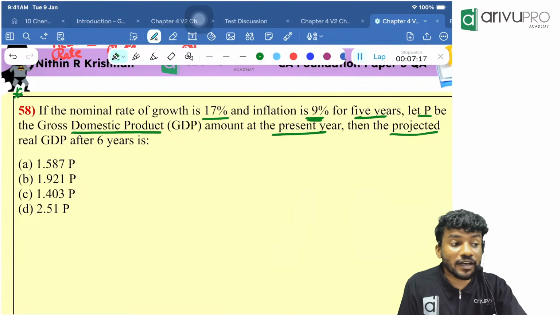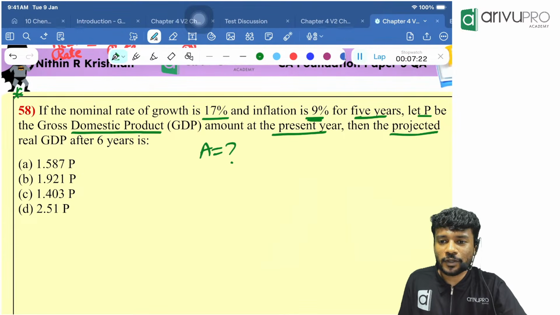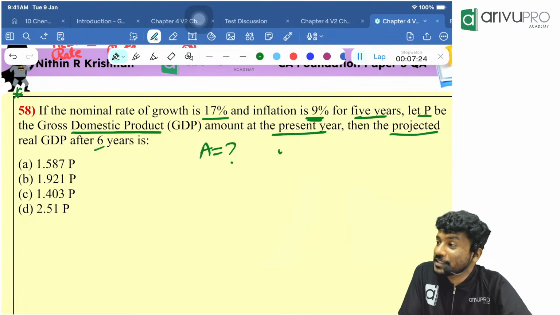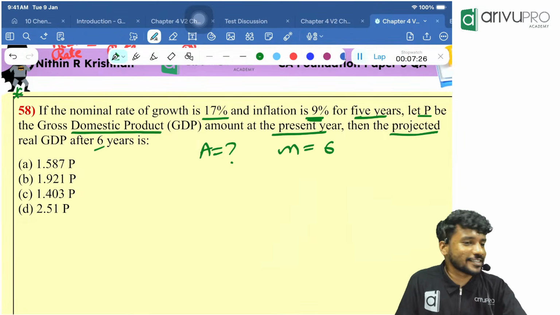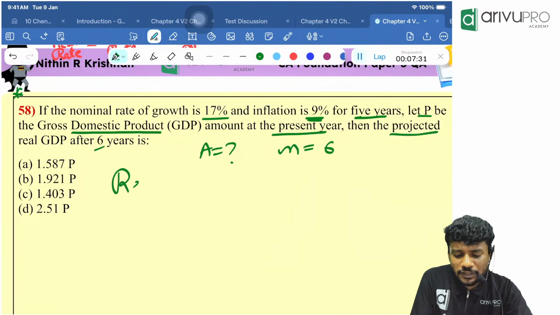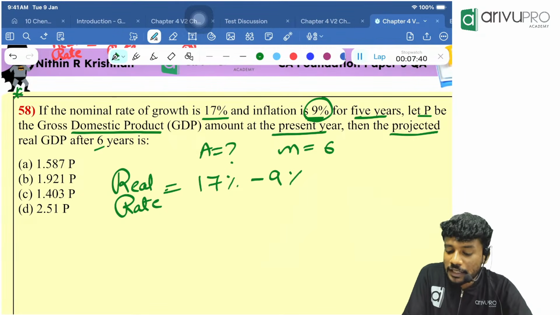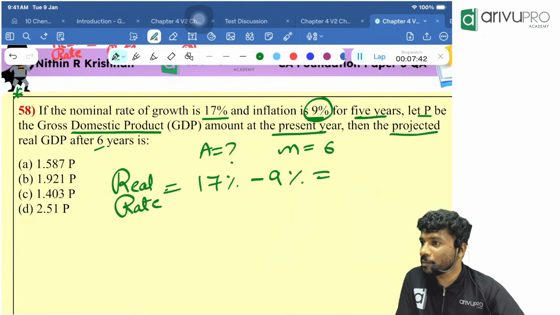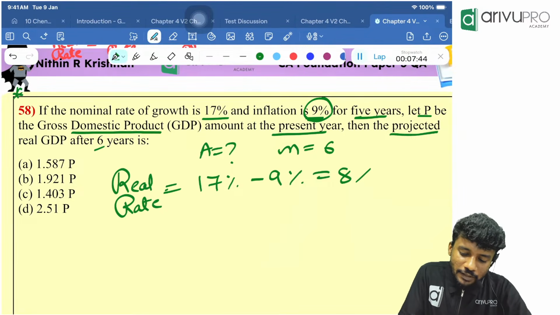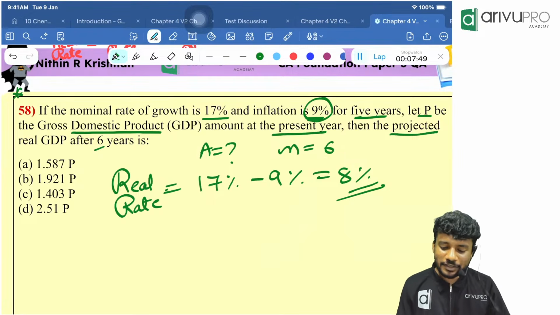Then the projected GDP after 6 years is how much? If you are finding the value after 6 years, that is called the amount. Then after 6 years means n is equal to 6. Then can anyone tell me what the real rate is? Real rate is nothing but nominal rate, 17%, minus inflation, 9%. So 17 minus 9 is 8%.